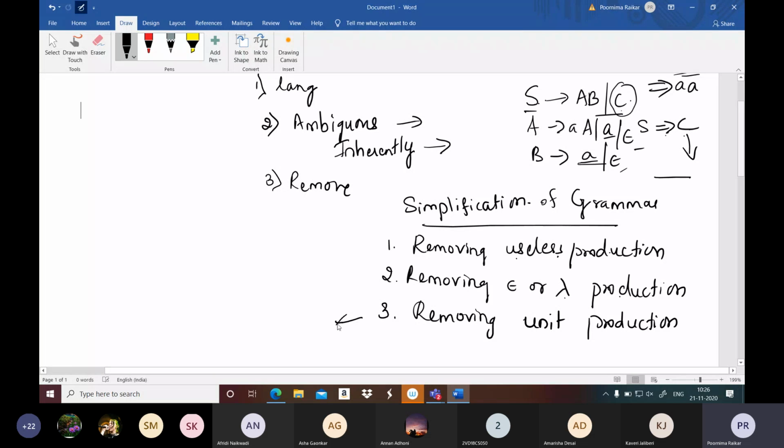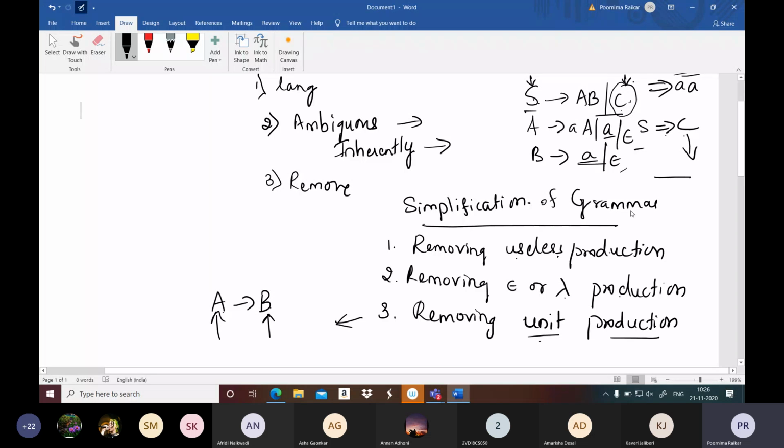Now when I say unit production, when you have both sides capital letters, that is, both sides single variables, I call those unit productions. In some cases, like here, S to C is also a unit production because you have a single variable here and a single variable here. If it is not used in generation of your string, I can even eliminate that.